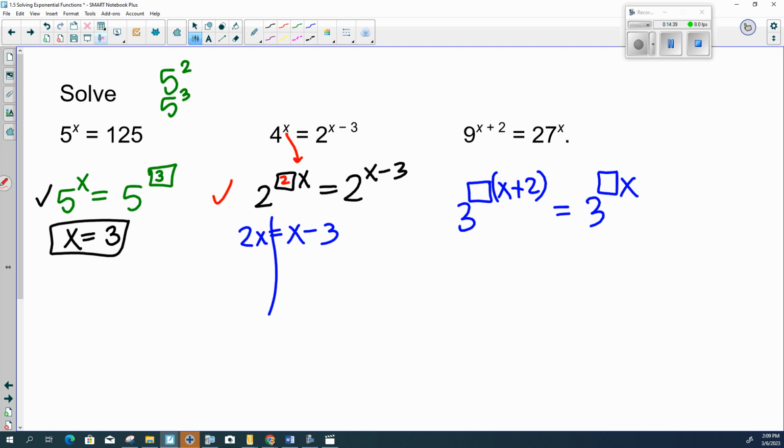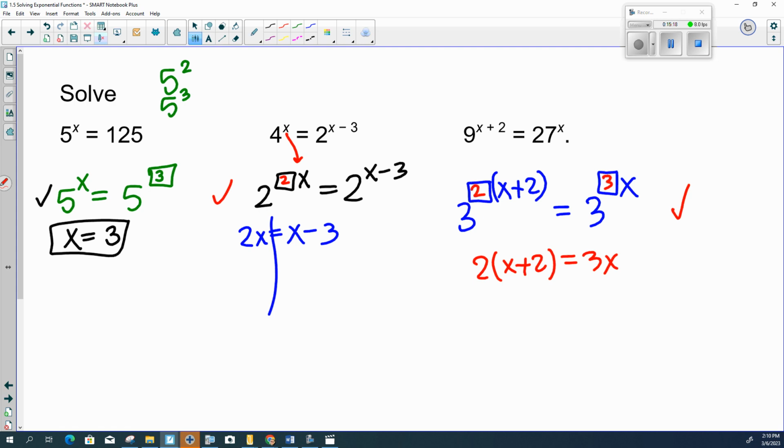Okay, CJ. 3 to the power of what is 9? 3 to the power of what is 27? Emery, now that my bases are the same, check, how can I find what the value of x will be? The powers. Set the powers equal to each other, yes.